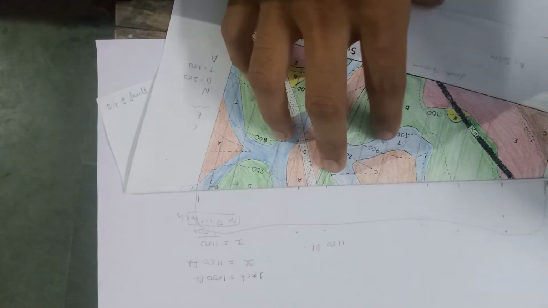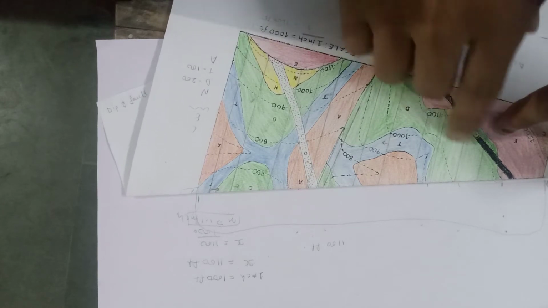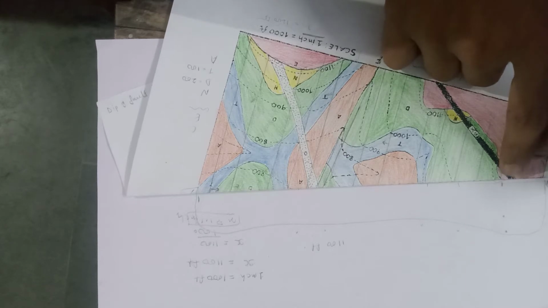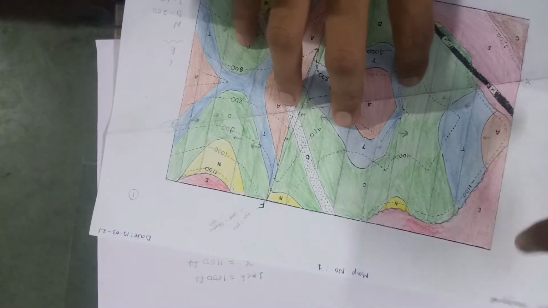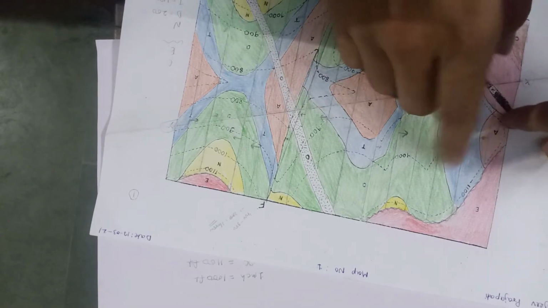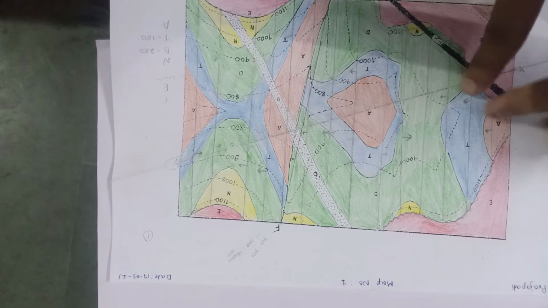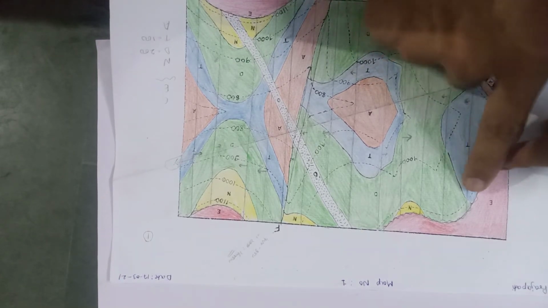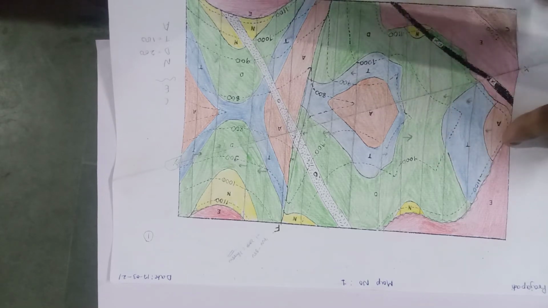But here suppose we have to draw an inclined bed for D line. Now take a strike line which is intersecting the T and D contact. Suppose we have to draw a bed from this strike line. Okay, so here take two strike lines, this and this.